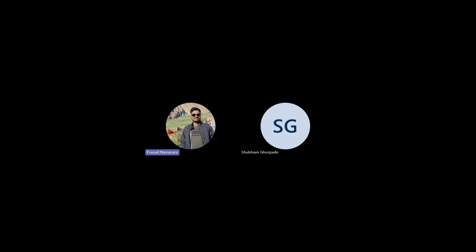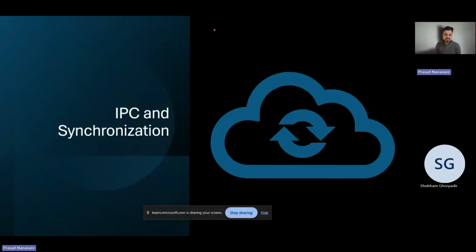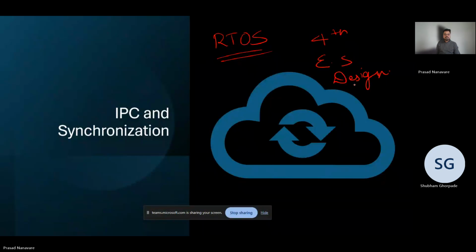Last time, in the last session, we concluded our unit number 3, which is about RTOS, and we'll just revise what we studied in the last lecture. We'll start with the fourth unit. The fourth unit is about embedded system design. It's all about design and standard practices and stuff like that. So that is the interesting bit in embedded systems.